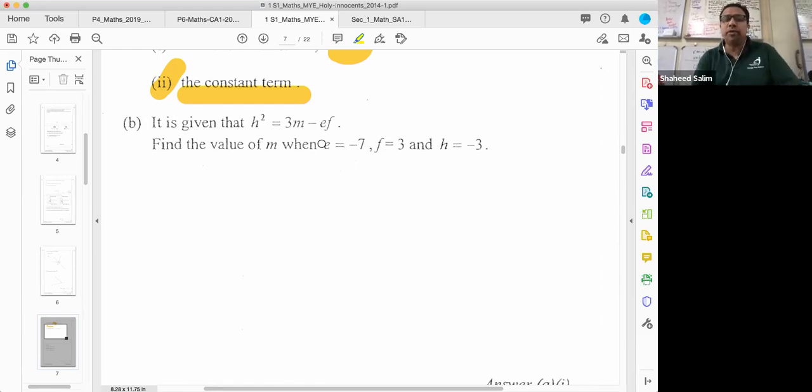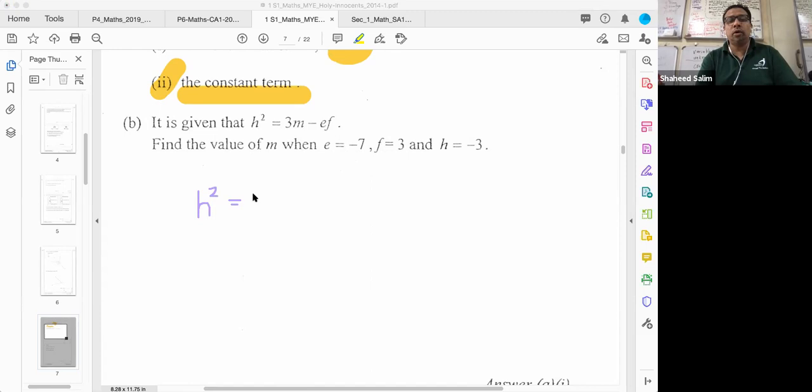All you need to do is put the value inside here. Put the value. Put the value. Put the value. And then you can find out what the M is. So you just do something like that lah. You copy this now. H2. Okay, those who know how to do. Those who do not know how to do, you can look at my example here.